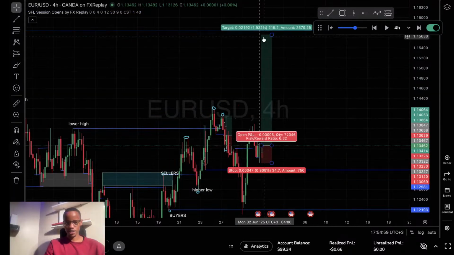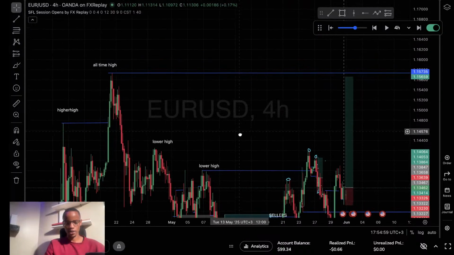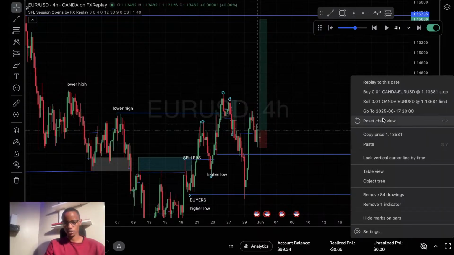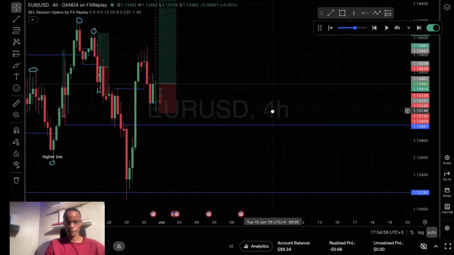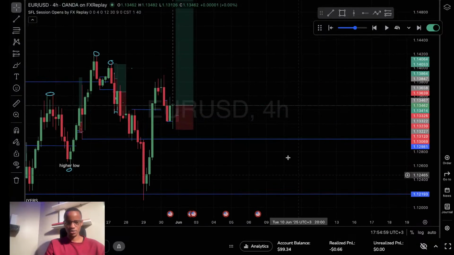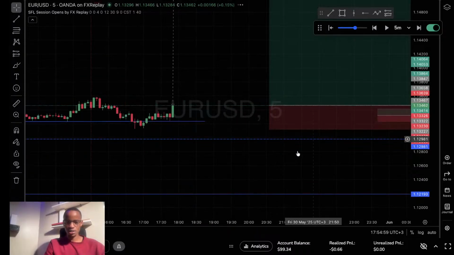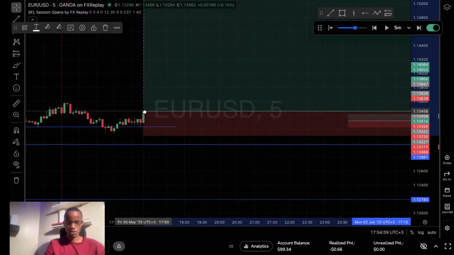Again, I'm targeting this all-time high. This all-time high, this one. So let's go. This is our last trade. We've had like two losing trades in a row. This is going to be our last trade. Last trade for the day.